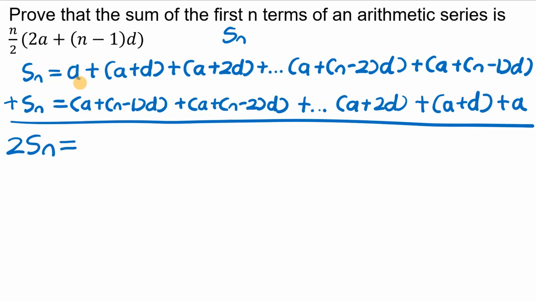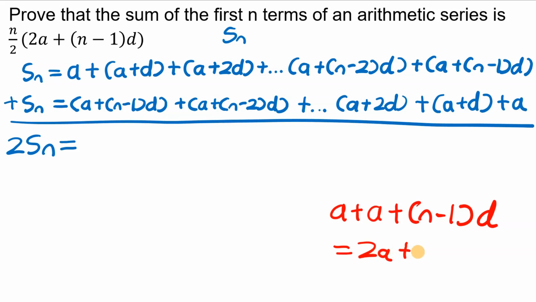So the first term here, we're going to add it to the first term here. The second term here, we're going to add it to the second term here. We're going to do this all the way for the last terms as well, where the last term here we're going to add to the last term here. If we focus on these two terms first, the first term here is a, and we add this to the first term here, which is a plus (n minus 1)d. This is going to be equal to a plus a, which is 2a, and then plus (n minus 1)d.